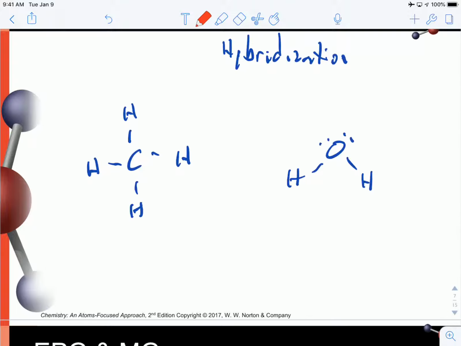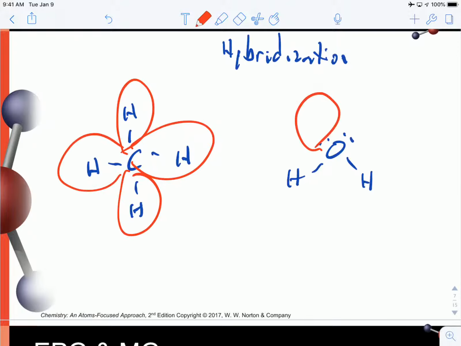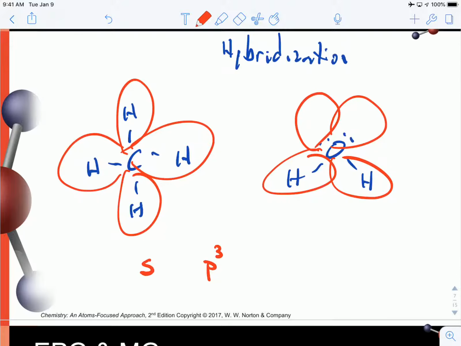Count the regions surrounding. 1, 2, 3, 4. 1, 2, 3, 4. Therefore, these two will have the exact same hybridization. Knowing that atoms can have at most one s orbital, you learned that in chapter 3, right? And three p orbitals. This is what you use to build your hybridization. What we're doing is talking about the hybridization of the carbon, the central atom, of the carbon here, of the oxygen here. You simply count the regions.